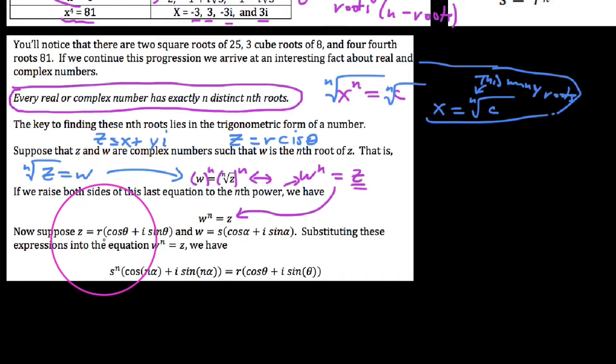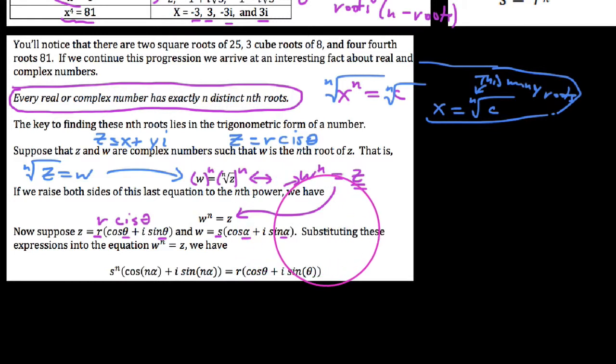Suppose that z is some number in trig form. Now this is r cis theta form. I've just written it all out. And w is actually equal to some other number in trig form. So instead of some modulus r and some argument theta, we'll say it has a modulus of s. We'll just call it s. And then we say it has an argument or a direction of alpha.